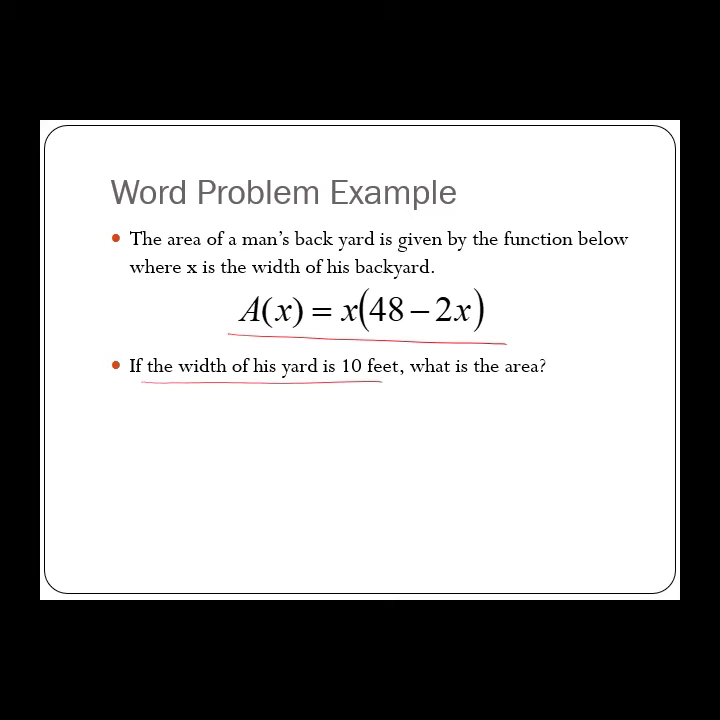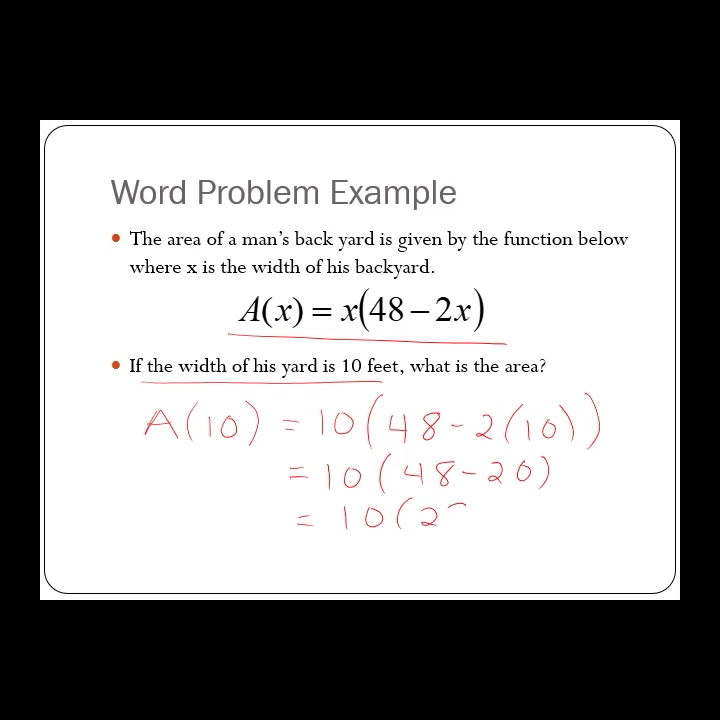So if the width of his yard is 10 feet, that's like asking you to do A of 10. What is the area of a 10-foot wide yard? So this formula says I'm going to do 10 times 48 minus 2 times 10. Do parentheses first. 48 minus 20. 10 times 28, and this was 280, and it's square feet, 280 square feet.